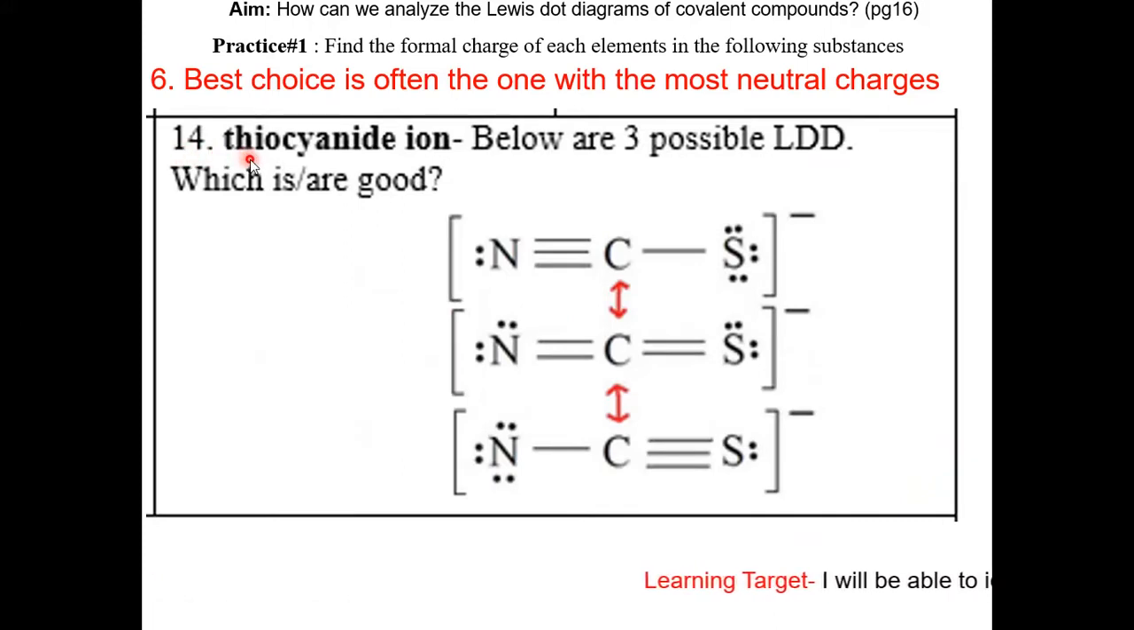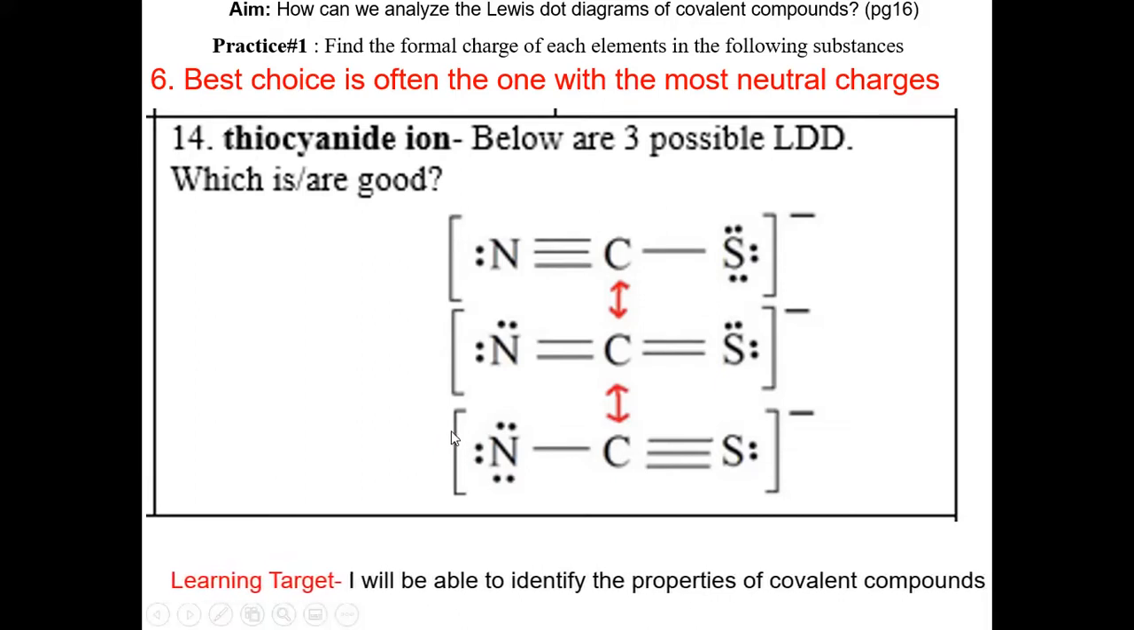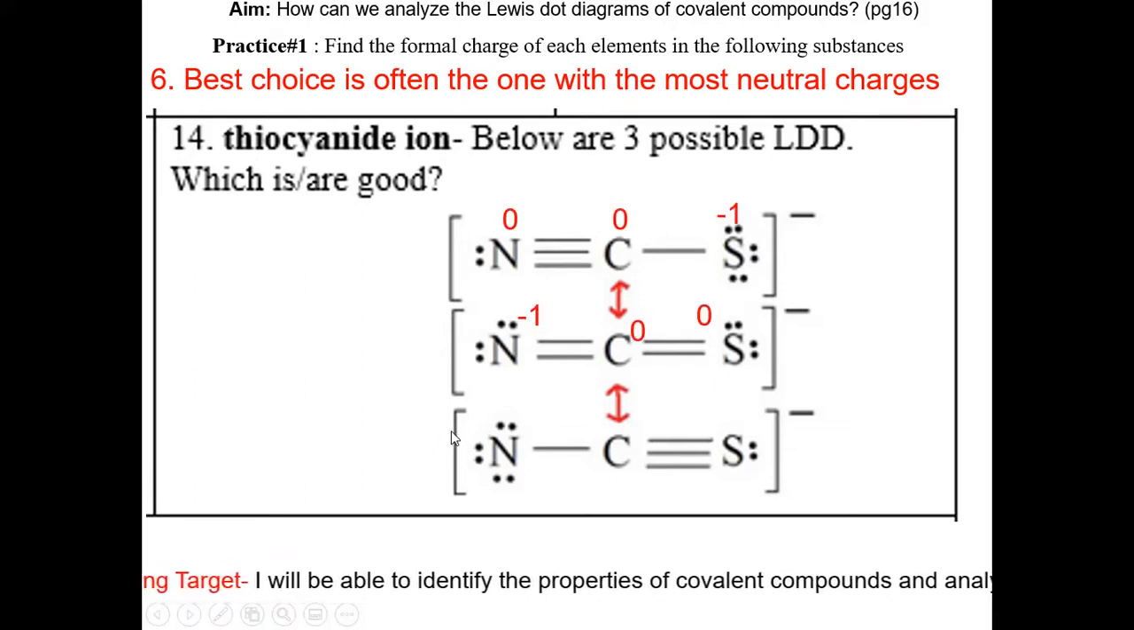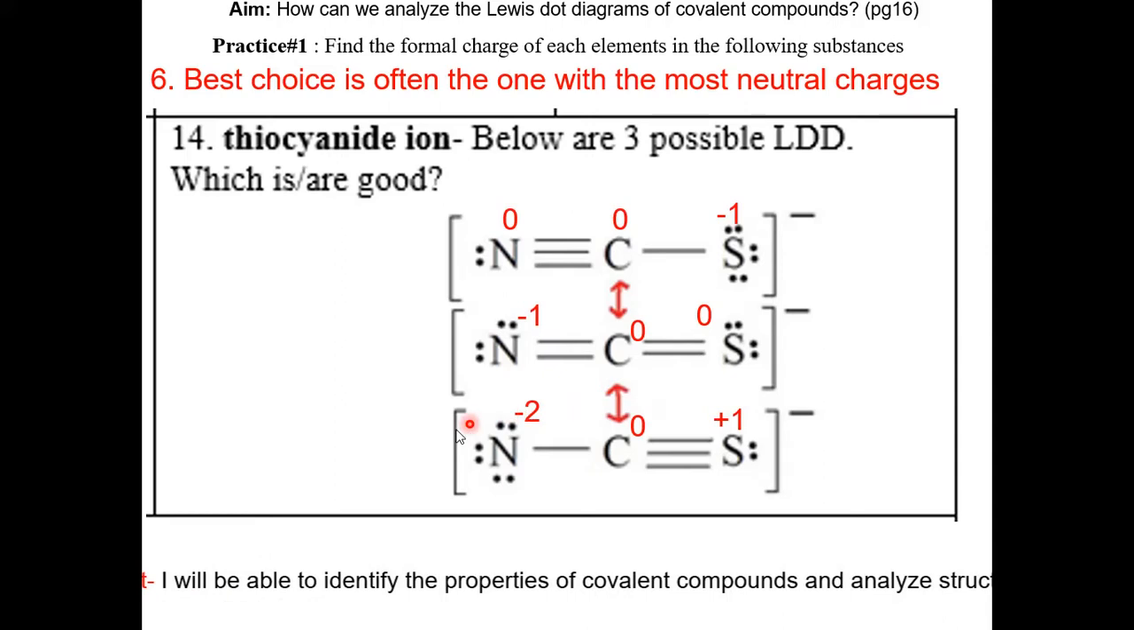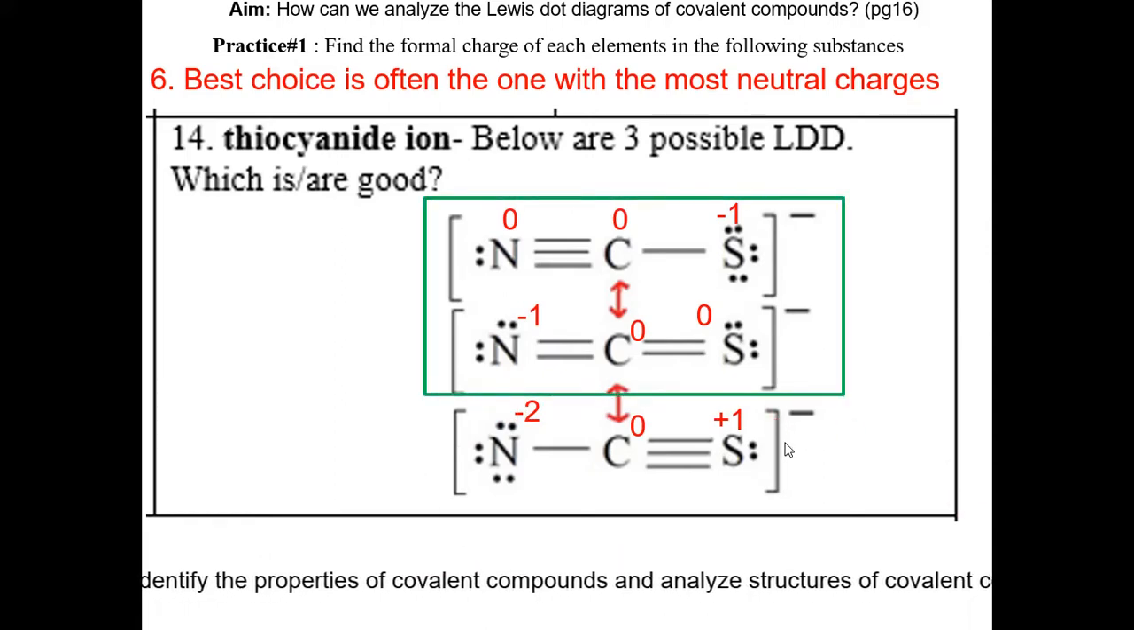For number 14, we have the dicyanide ion. We have three resonance structures of the ion. Which one is a better Lewis dot diagram? The best one is the one with the most neutral charges. If we indicate the formal charges, we can see that the third one is the worst one out of the three. So the first two are acceptable.